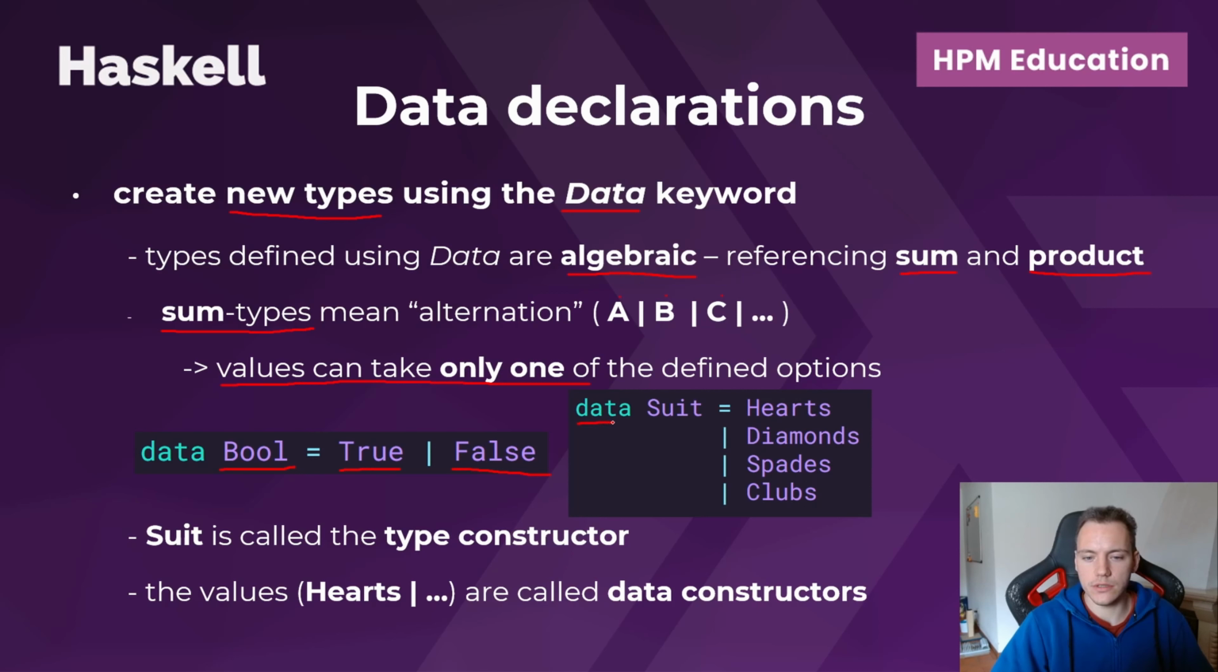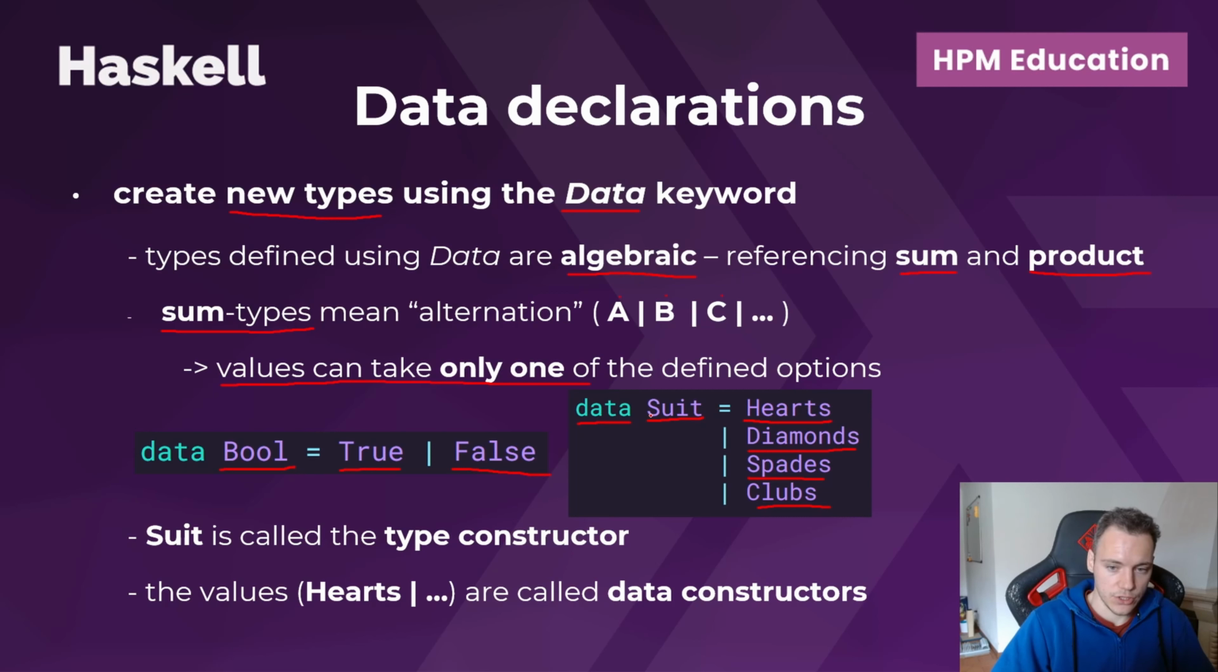Another example is a more custom type, which we call Suit, representing the suit of a card. We have data Suit is equal to either Hearts or Diamonds or Spades or Clubs. Options are separated by this vertical line symbol. Those are examples of sum types where values can take one of the defined options.